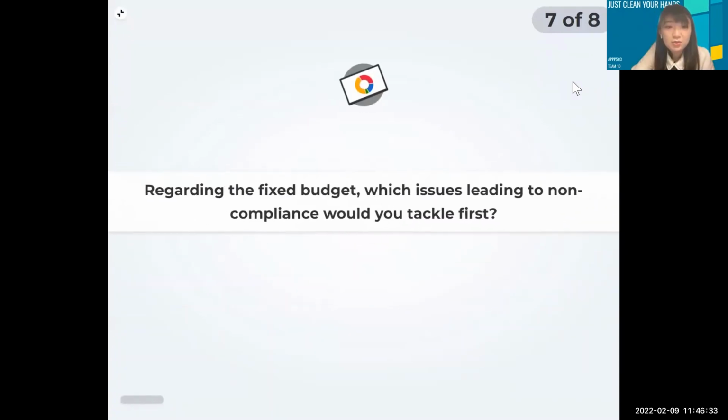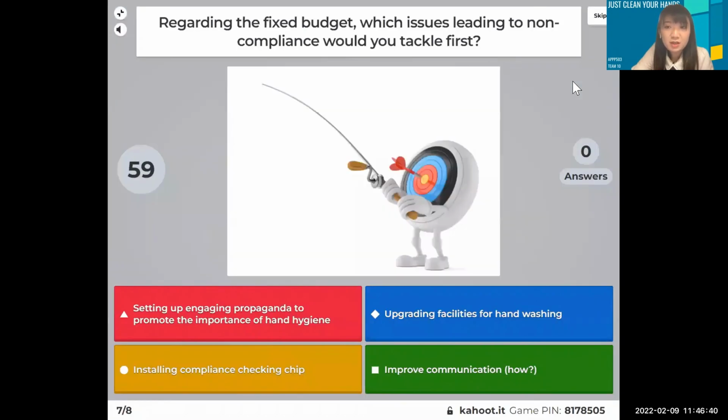Hi, so the next question will be a poll question and multi-select. Regarding the fixed budget, which issue leading to non-compliance would you tackle first? Is that setting up engaging propaganda, installing compliance checking chips, updating hand washing facilities, or improving communication? Please specify how to improve. You can choose more than one answer.